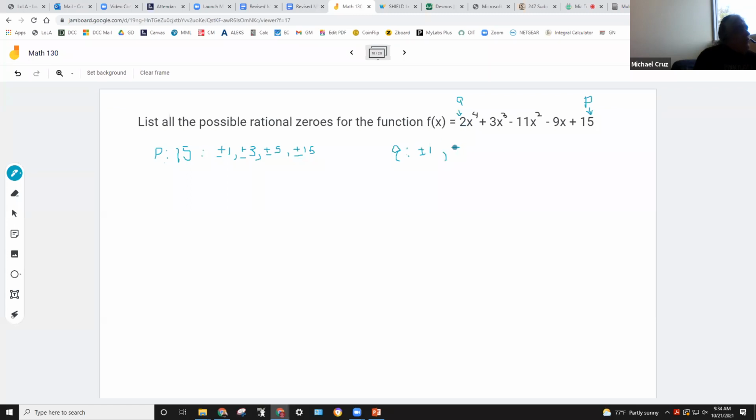Just 2, so it's plus or minus 1, and then plus or minus 2. So then we're going to put together the P over Q, which is going to be, let's see, plus or minus 1. So 1 over 1 is plus or minus 1. 3 over 1 is plus or minus 3. Always throw in both positive and negative. And then 5 over 1, plus or minus 5.